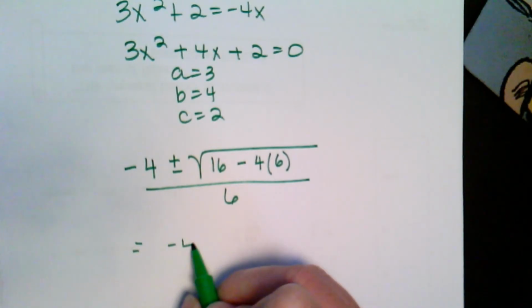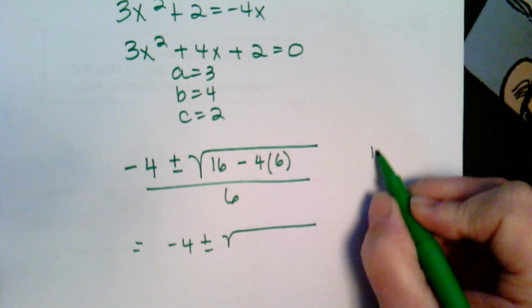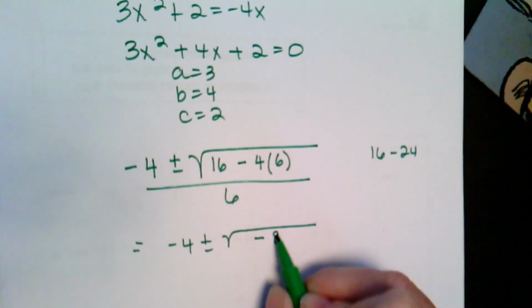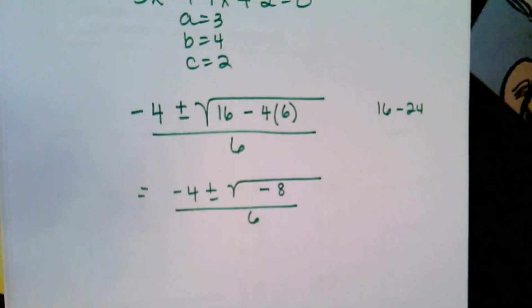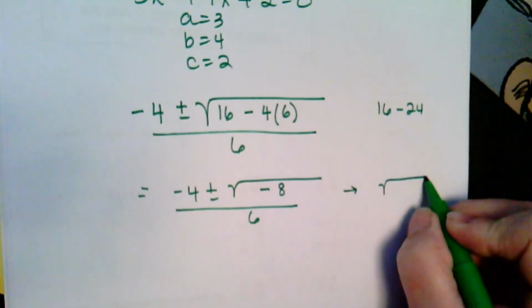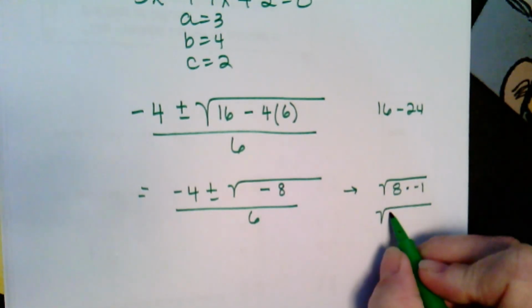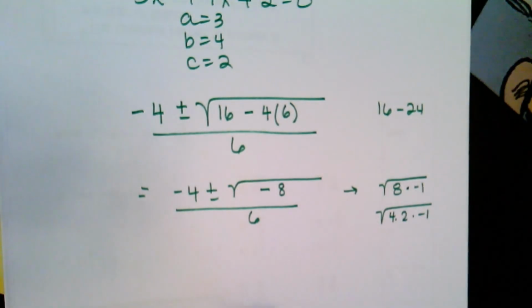I'm going to simplify this. So we have 16 take away 24, so that is negative 8 over 6. Alright, so don't forget that when you have a negative number under the radical, that means that we have an imaginary number. So we can write this like so. And actually, I'm going to even break that down more. So we have 4 times 2 times negative 1.